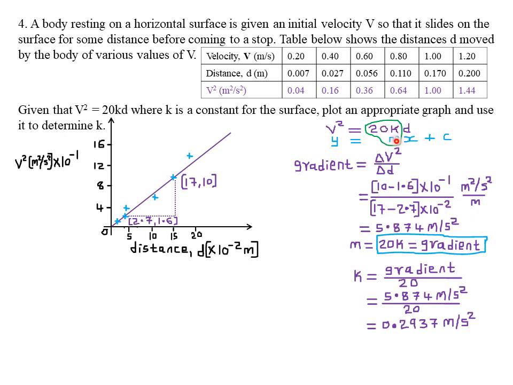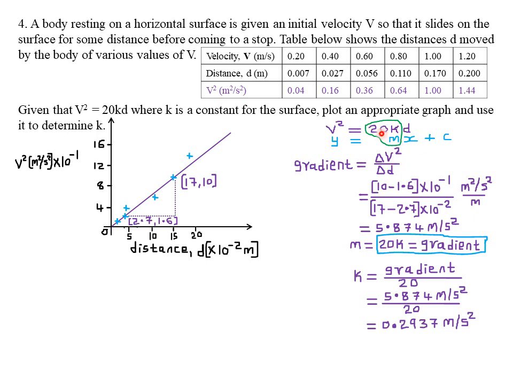Therefore, from this equation, m, which is equal to the gradient, is equal to 20k. That is just by direct comparison. Remember here, we don't have plus c. This means that the value of c is 0. And that's why our graph is starting from 0.00, showing that the value of the y-intercept is 0, or the value of v squared intercept is 0. And you can also see from our graph that the v squared intercept is 0, because the graph is starting from 0.00. So this would be plus 0, but there is no need. Maybe you can just add it for uniformity.